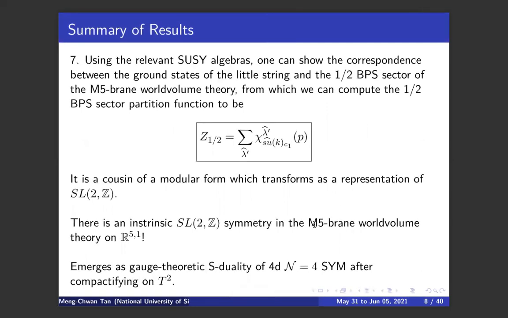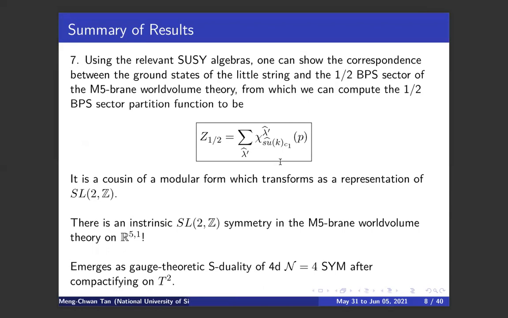so we can still continue to push this further. If we use the relevant supersymmetry algebras, one can show the correspondence between the ground states of the little string and the half BPS sector of the M5-brane worldvolume theory, from which we can compute the half BPS sector partition function to be the following, right? So once you know the ground states of the little string theory, which is described by this affine algebra, we can compute and sum up the states of the affine algebra. Then that will capture a half BPS sector of the M5-brane worldvolume theory. Okay, and then we end up getting this expression here.